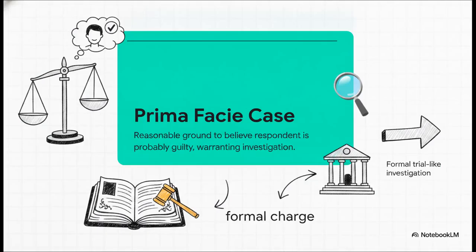So, how do you jump from fact-finding to a formal charge? Well, the investigator must find a prima facie case. Stripping away the legalese from Section 9G, this simply means there's a reasonable ground to believe the respondent is probably guilty, which makes a trial-like investigation necessary. It's the exact trigger for issuing that formal charge.